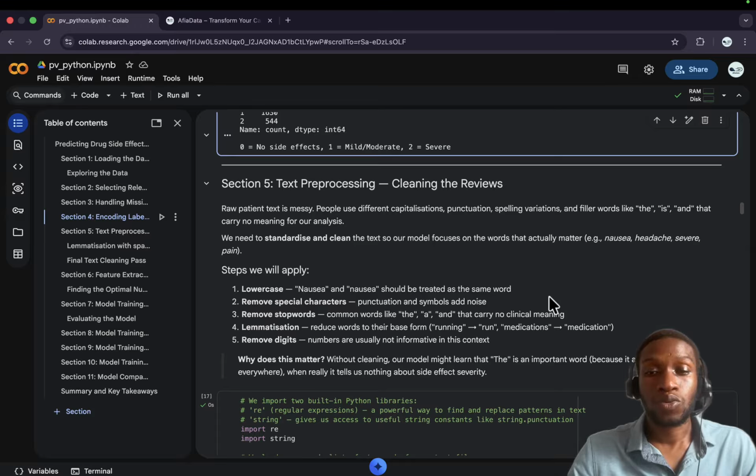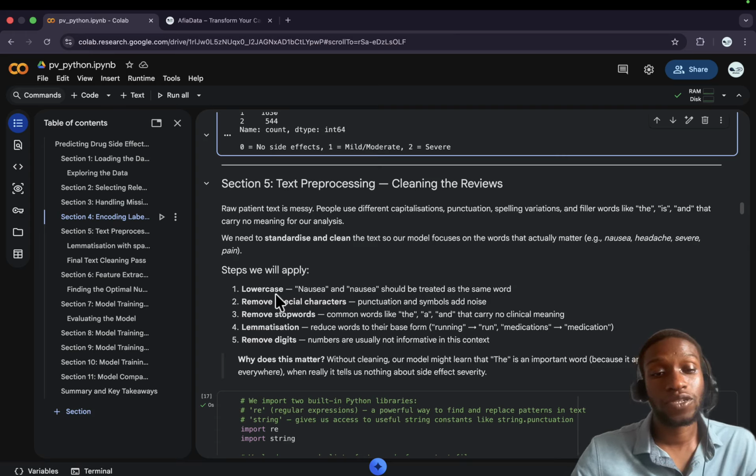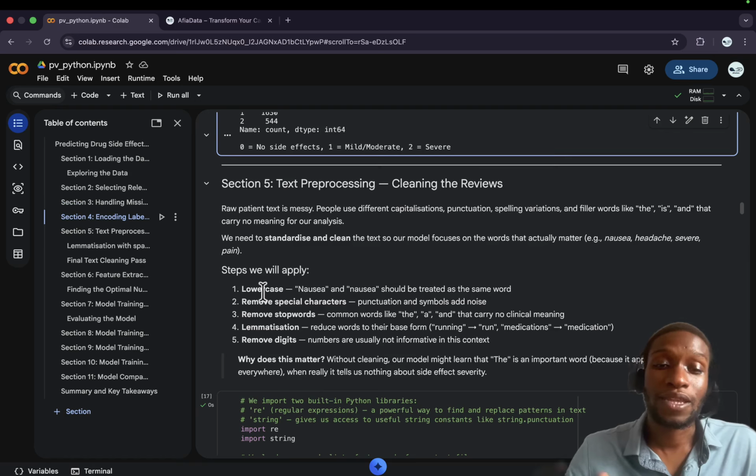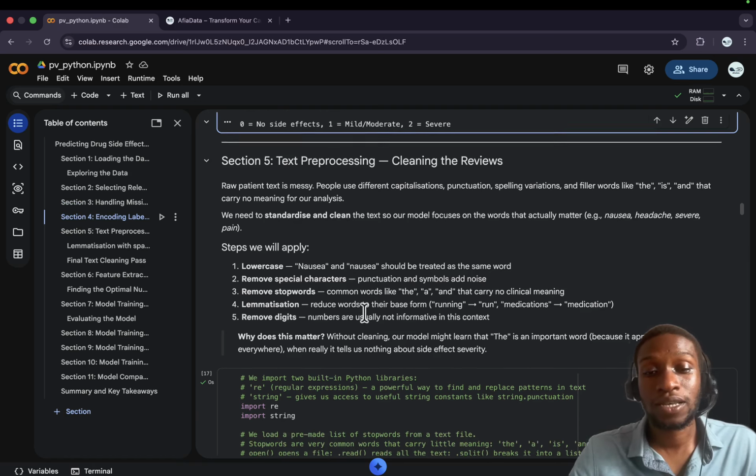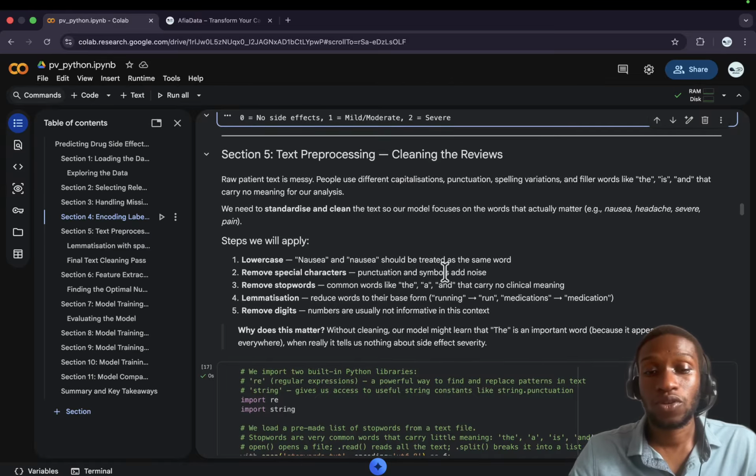But when you don't have an LLM or access to something that has transformers, this used to be what you did, right? So first, we prepare our dataset using these steps. We turn the column we are interested in, which is the side effects review, and look at the data there. We turn them to lowercase, and we remove special characters like punctuation, symbols and any other noise.